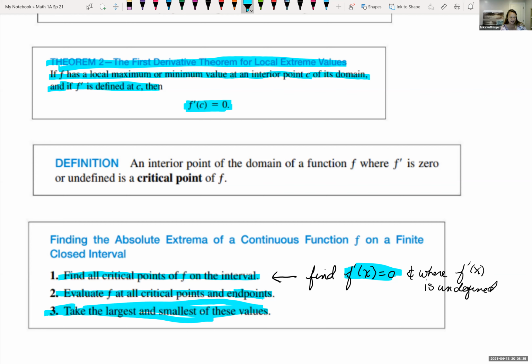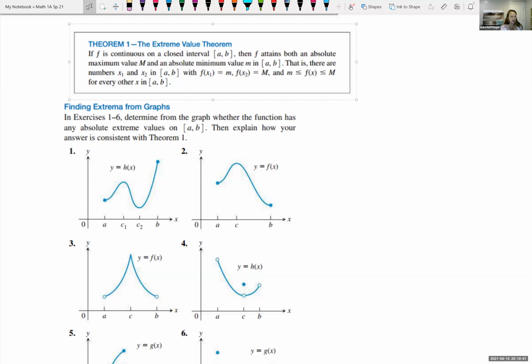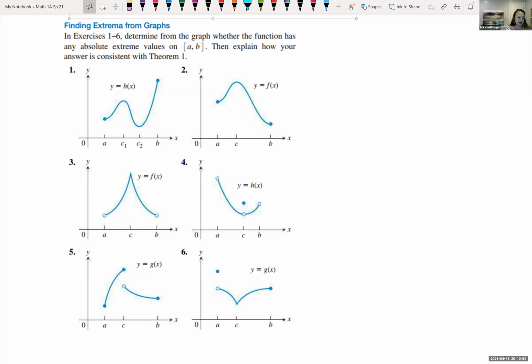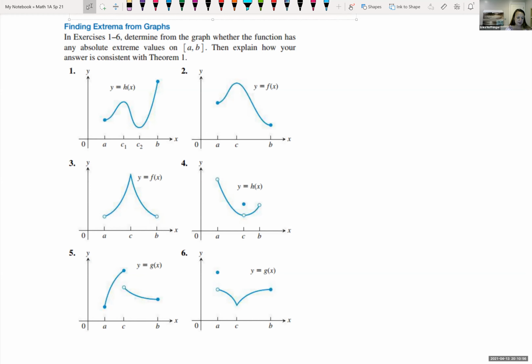Okay, so we quickly went over that last week. I didn't want to rewrite this all out, but I wanted us to talk about it and then look at some examples. So we have in front of us some graphs, and it says in exercises 1 through 6, determine from the graph whether the function has an absolute extreme value on that closed interval [a, b], and then explain how your answer is consistent with theorem 1 that we talked about just a second ago.